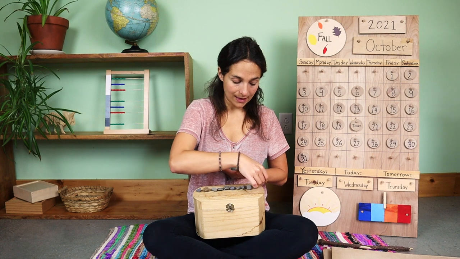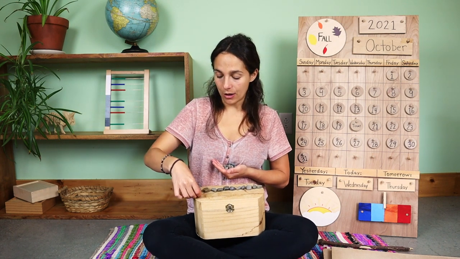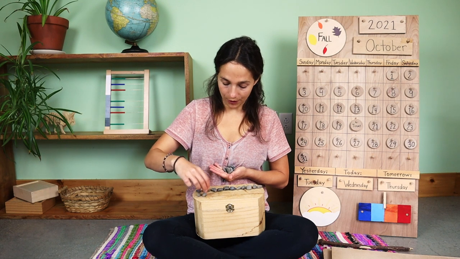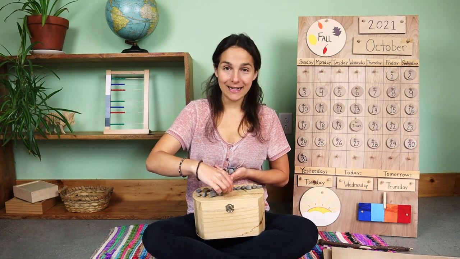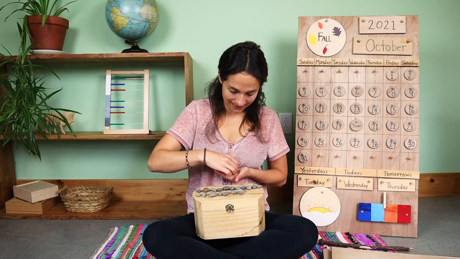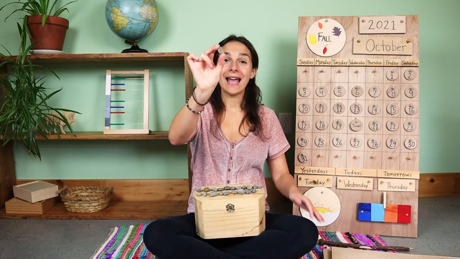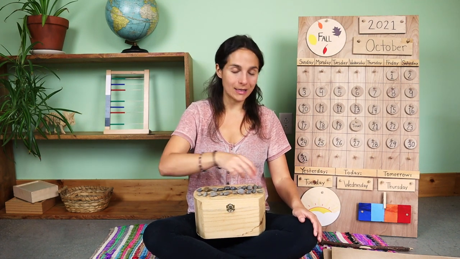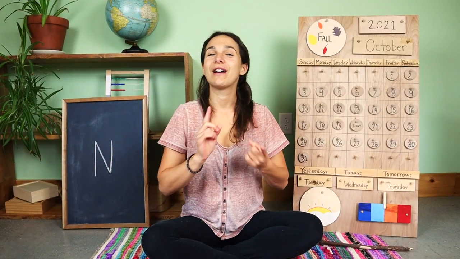1, 2, 3, 4, 5, 6, 7, 8, 9, 10, 11. Let's make the second row. 12, 13, 14, 15, 16, 17, 18, 19, 20, and one more makes 21. 21 pebbles. We've gone over the letter of the week and the number of the week.